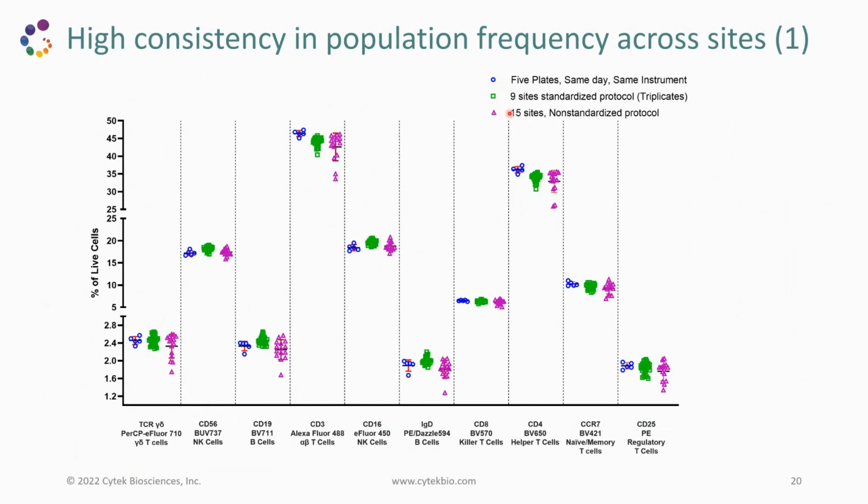For example, what happens if I resuspend the sample now and I run it in 2 hours, and another site runs in 1 hour, and the buffer for resuspension is slightly different. So that is what that difference is. As you can see, the data in green is extremely tight and very close to the data in blue that is our gold standard.